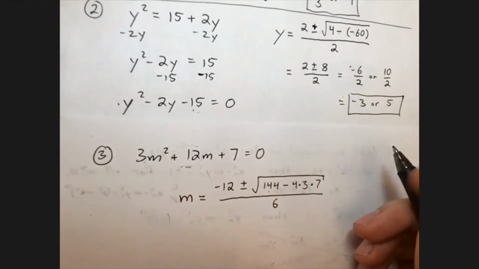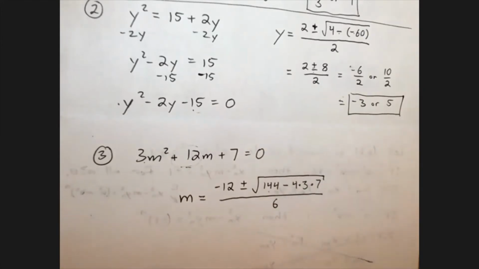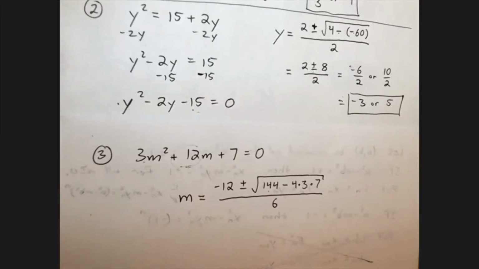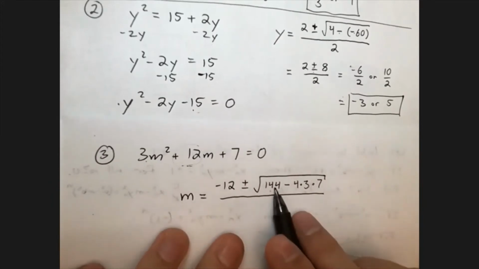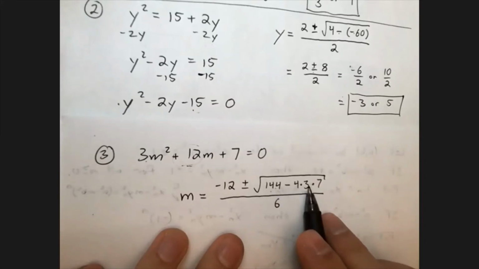All right, well, yeah, what is 4 times 3 times 7? Well, that's 12 times 7. That's 84, right? 12 times 7, 84. So 144 minus 84 is 60.